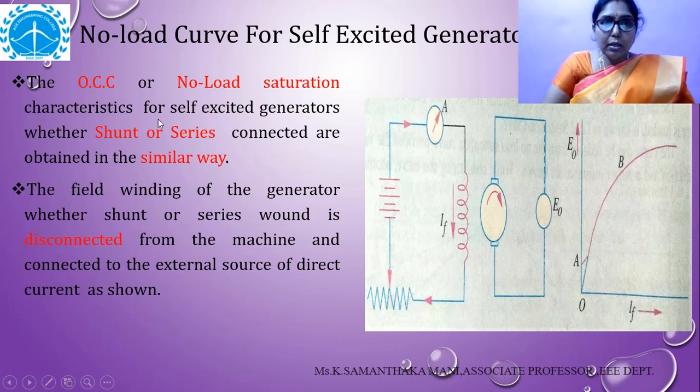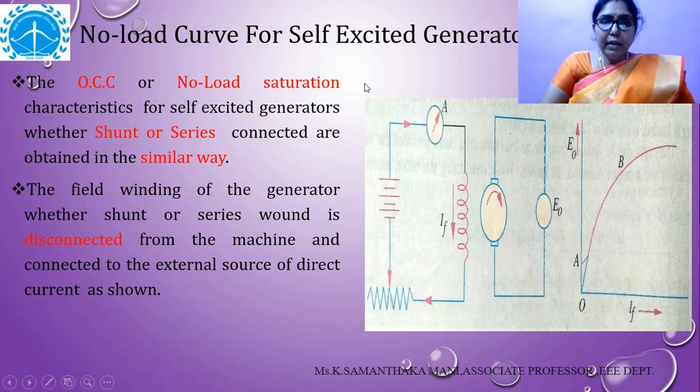The OCC, or the no load saturation characteristic curve, for self excited generators, whether shunt or series connected, is obtained in a similar way. The way in which we obtained the no load curve for a separately excited generator, it will be the same procedure even for a self excited shunt or series generator.